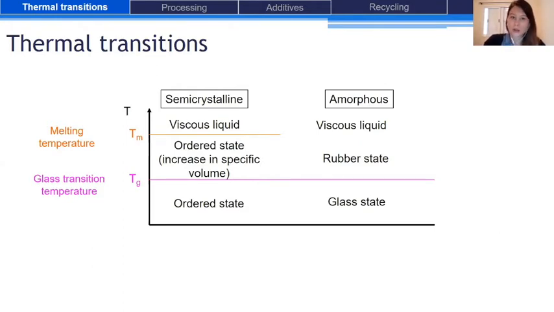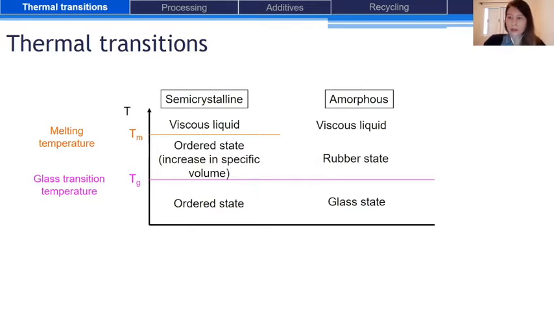Above the Tg of semi-crystalline polymers, the chains in the amorphous domain gain mobility due to conformational changes, but we still have crystals. So we still have an ordered state, since in this crystal, the polymer chains are ordered in a three-dimensional structure.